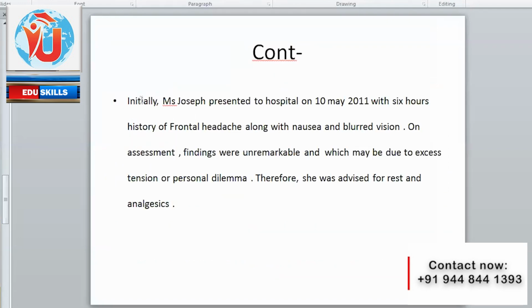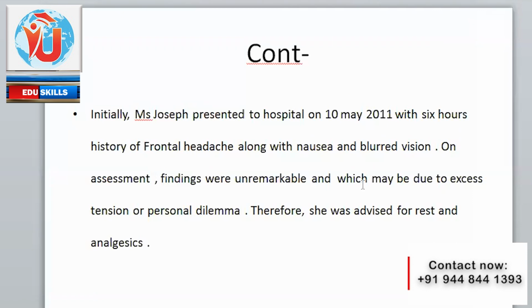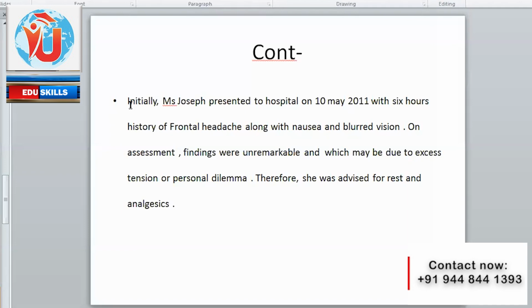Then the next paragraph. Initially, Miss Joseph presented to the hospital on 10 May 2011 with a 6 hours history of frontal headache, remarkable, which may be due to excess tension or personal dilemma. Therefore, you can write from Miss Joseph, or if you start from initially, also no harm. Since we have many dates, it is better to start with initially, because when we say initially, the reader's mind will go directly to that case note and what happened to the patient.